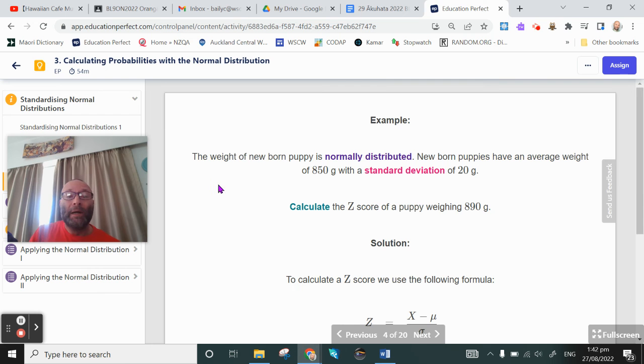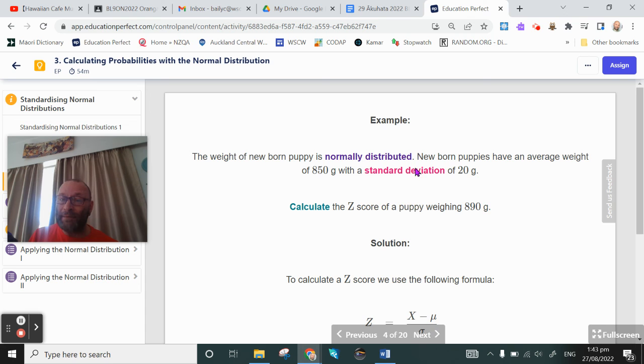Okay, example. The weight of a newborn puppy is normally distributed. You draw that curve. Newborn puppies have an average weight of 850 grams with a standard deviation of 20. Now, they didn't tell you that the 850 was the mean, but when they tell you that's the average, that means the 850 is the mean. Calculate the z-score of a puppy weighing 890.